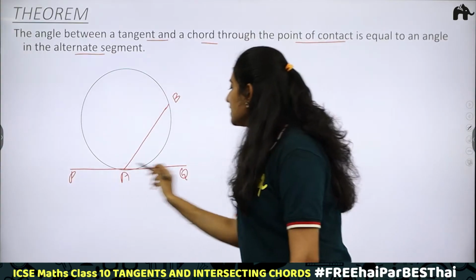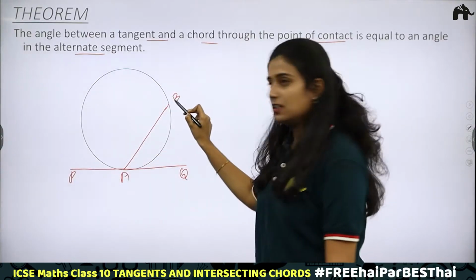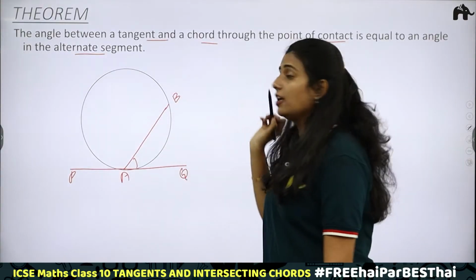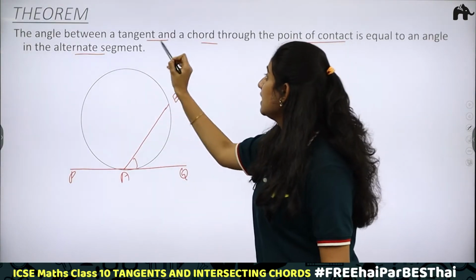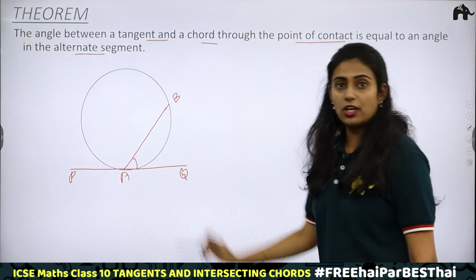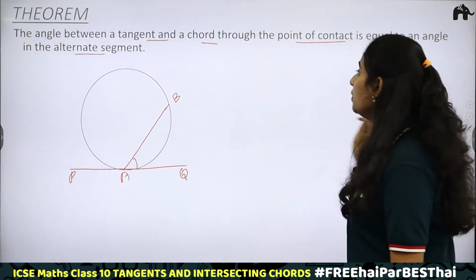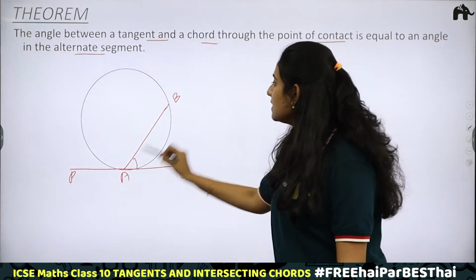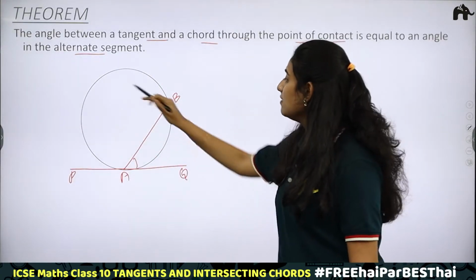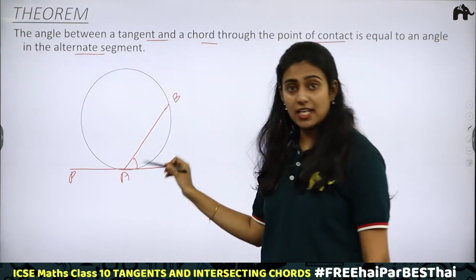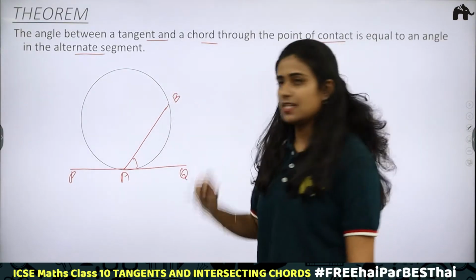When I am taking this tangent and the chord, there is an angle formed between them. Here, according to the statement, the angle between a tangent and a chord through the point of contact, this A is the point of contact, is equal to an angle in the alternate segment. What is the alternate segment? When you take this chord AB, AB divides the circle into two. This is the smaller segment or the minor segment and this is my major segment.